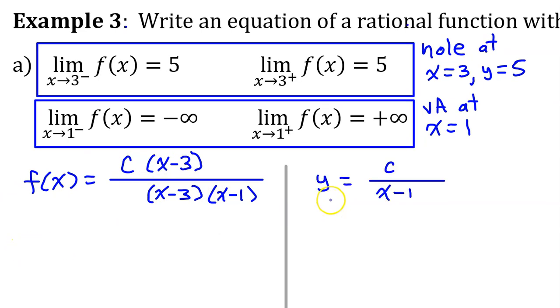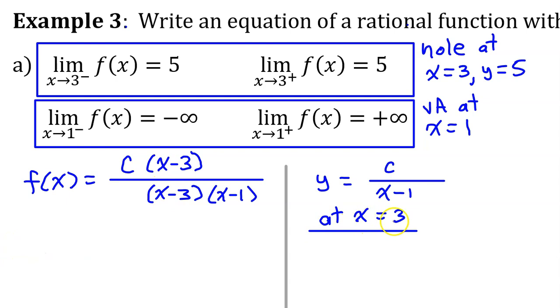Consider the related equation y equals c over x minus 1. This is the equation we would get after canceling out the x minus 3's. In other words, this is the same as f of x, but without the hole. The y value at x equals 3 will be the y value of the hole.